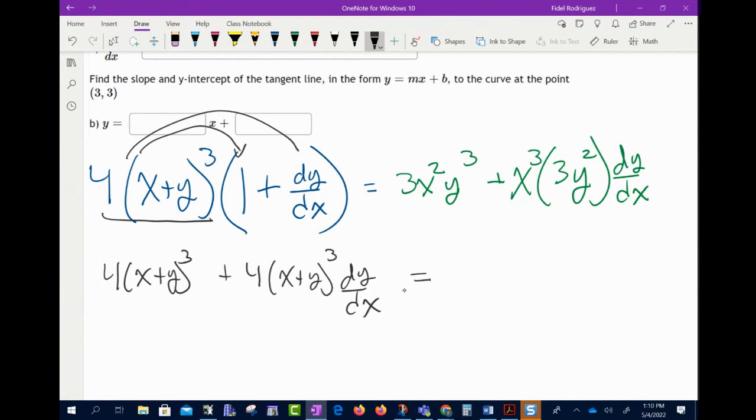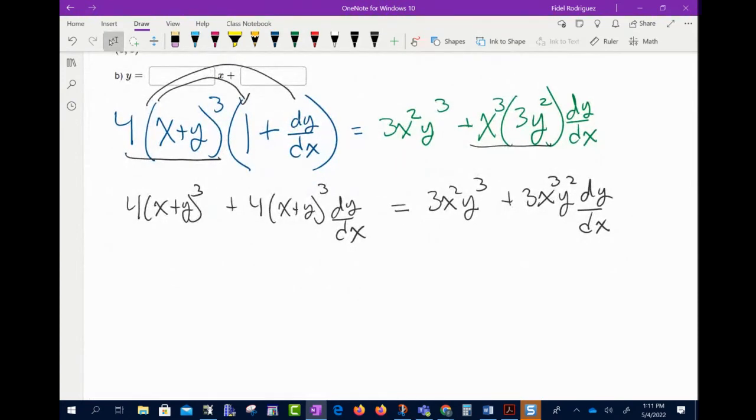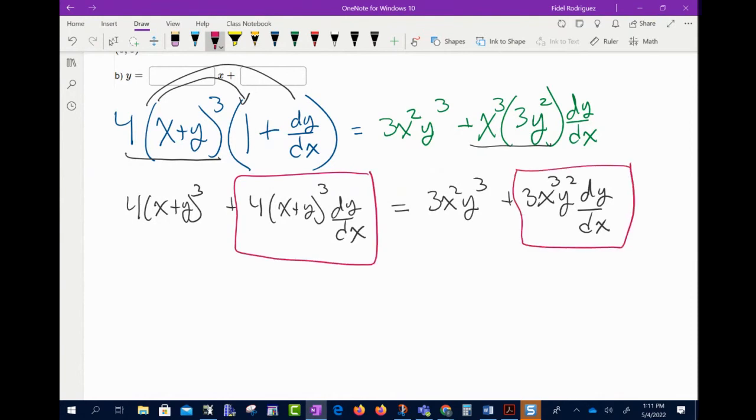Equals. Now this is a 3x squared y to the third. This part here, I'm going to write as a 3x to the third y squared and a dy dx. Now, the next part, since we're trying to solve for dy dx, we want to get this piece here and this piece here on the same side, and we want to move the other ones to the other side.